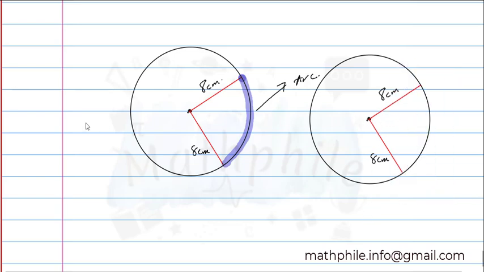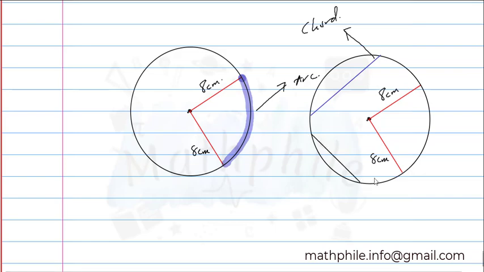Okay, so a line joining one part of the circumference to the other part of the circumference is actually called a chord. So any line from one part of the circumference joining another part of the circumference is called a chord.